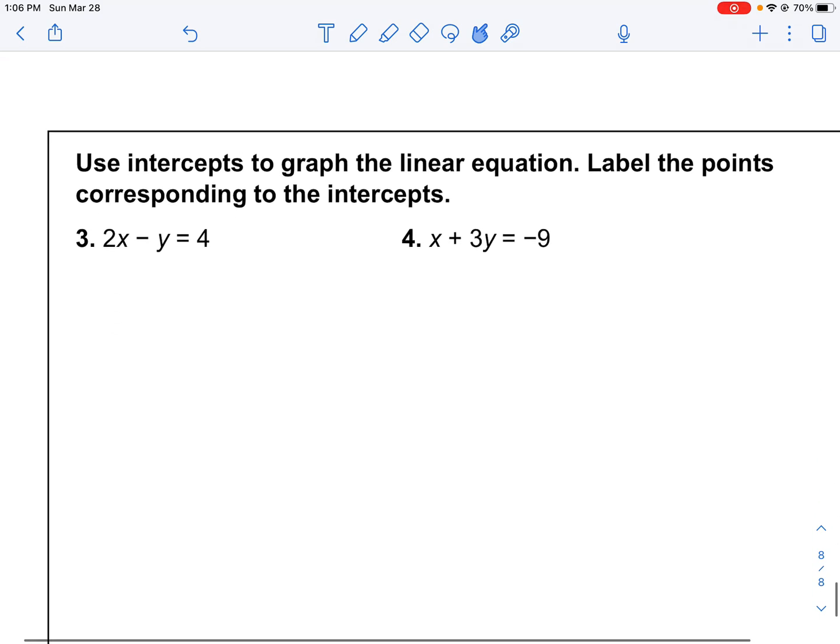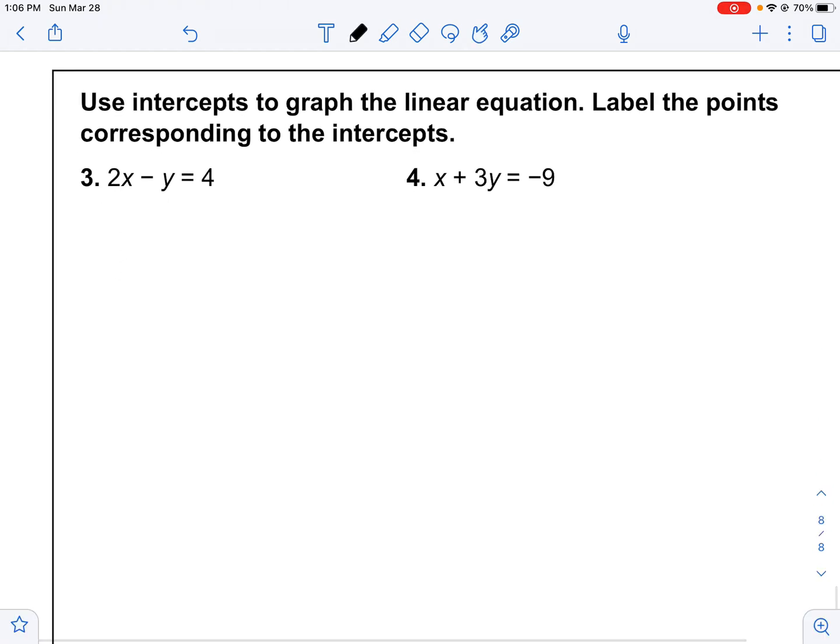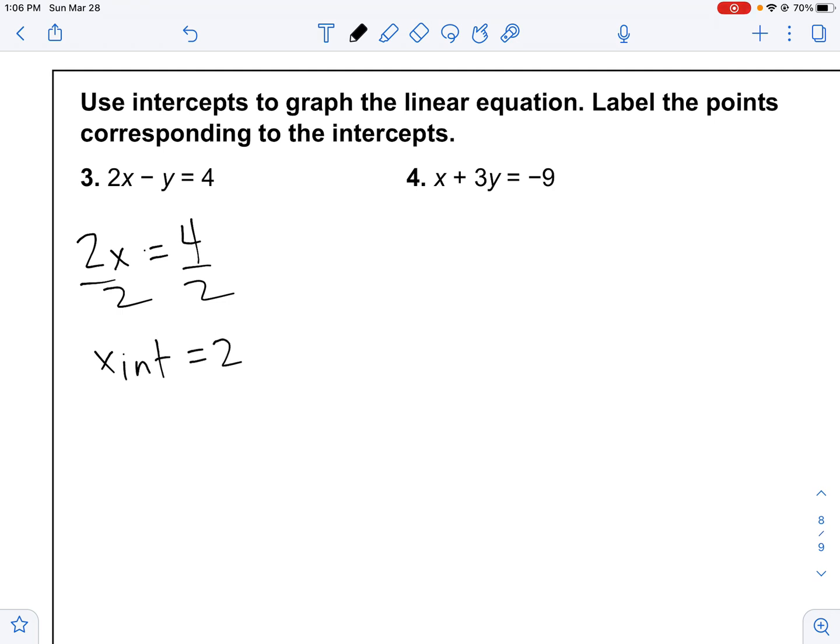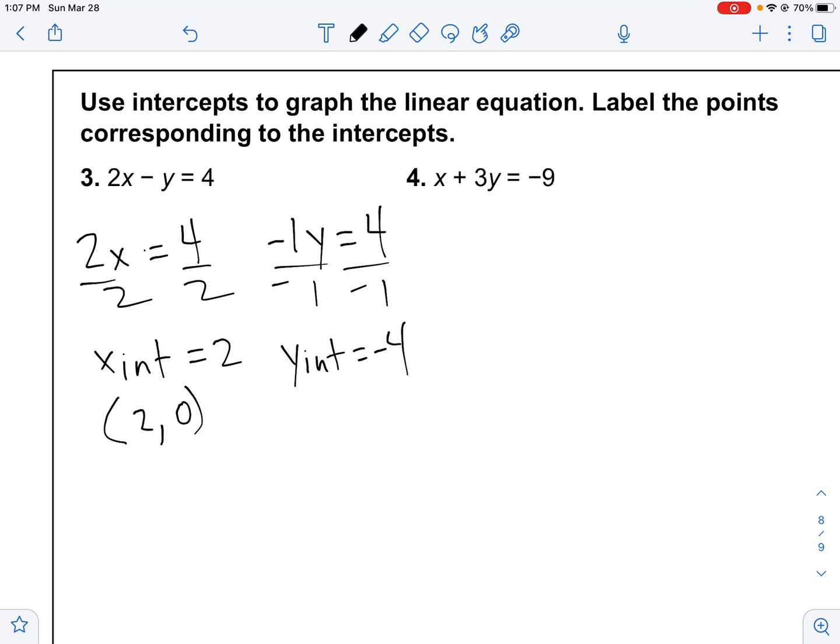Let's just look at one more, and then we'll end this video. So we're going to pretend like y doesn't exist to find the x-intercept. Divide by 2. So our x-intercept is 2. The ordered pair is 2, 0. To solve for the y-intercept, we pretend like x isn't there. Don't forget there's a 1 here. So divide by -1. So we get the y-intercept is -4, or 0, -4.